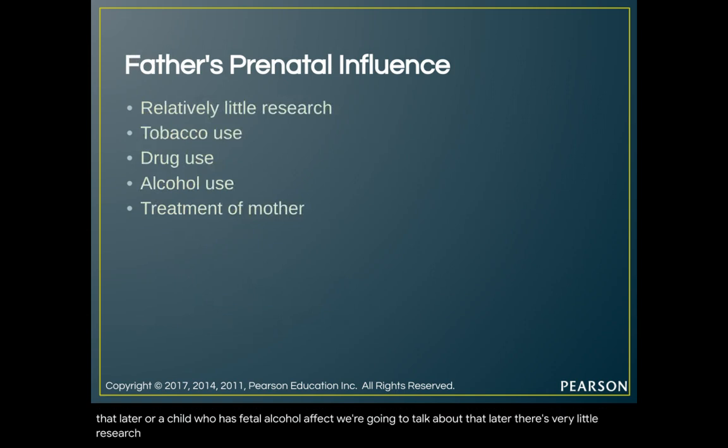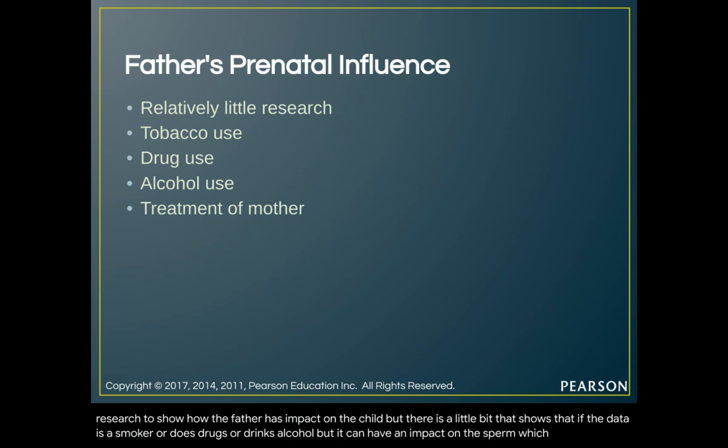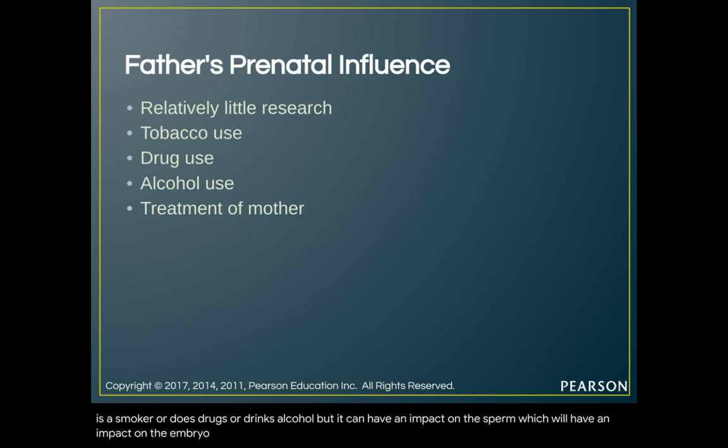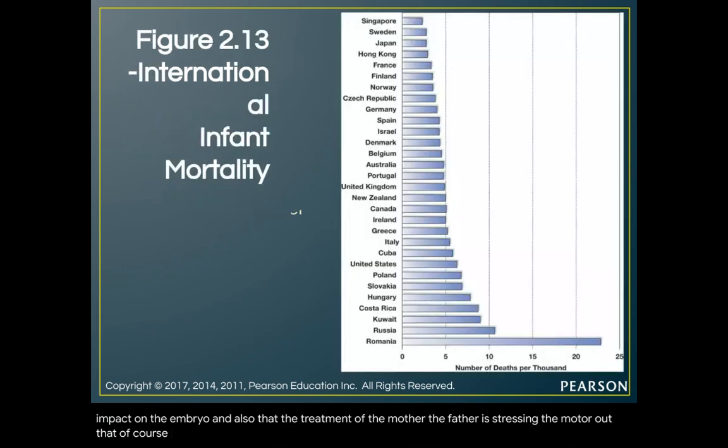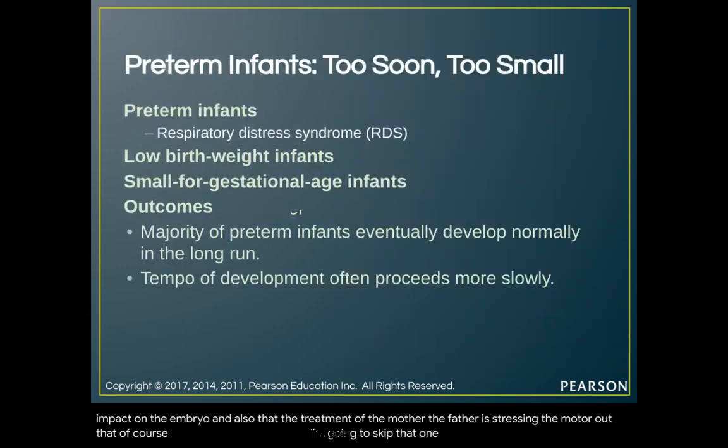There's very little research to show how the father has impact on the child. But there is a little bit that shows that if the dad is a smoker or does drugs or drinks alcohol, that it can have an impact on the sperm, which will have an impact on the embryo, and also that the treatment of the mother. If the father is stressing the mother out, that of course is going to cause problems. We're going to skip that one.